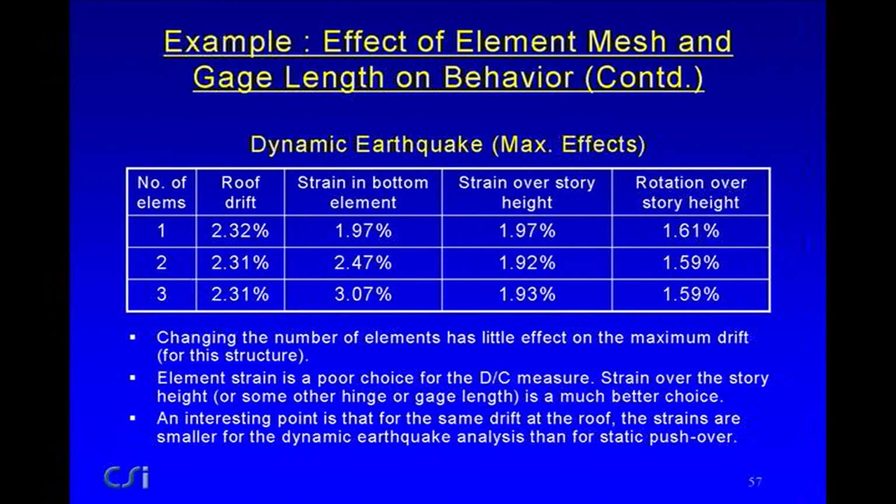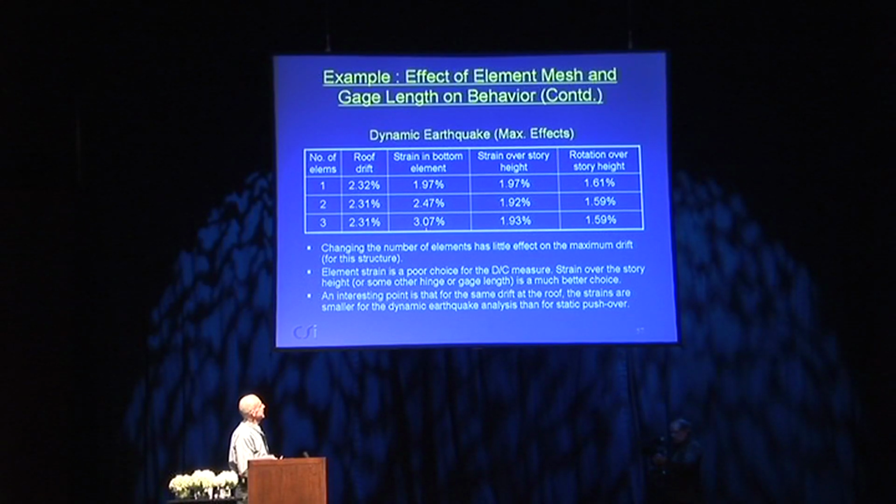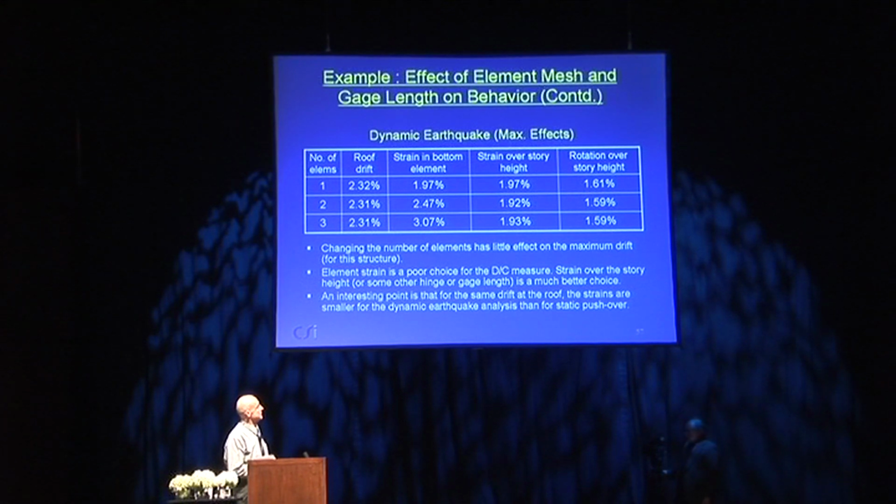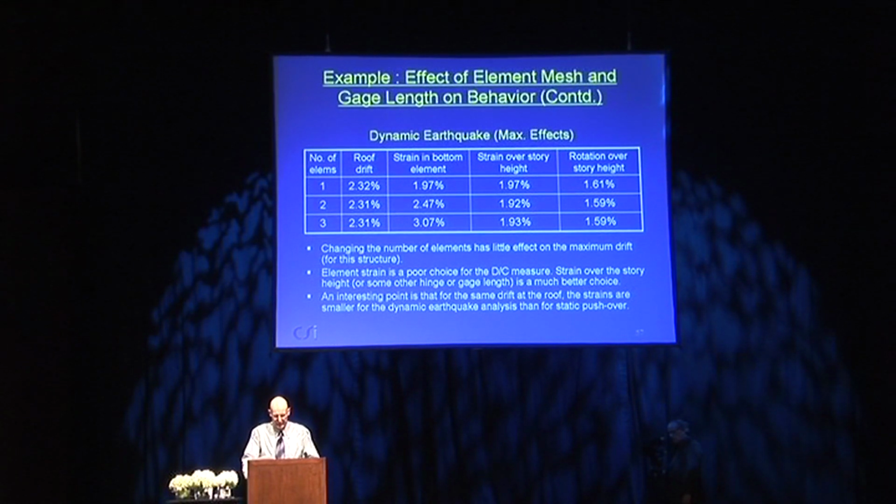This is a dynamic case, and this case actually worked remarkably well, but these are, again, 3 different elements, and this is a dynamic earthquake, and the roof drift was pretty much the same in each case. It wasn't very sensitive to the finite element mesh. The strain in the bottom element, again, increased substantially as you made the mesh finer, but the strain over the story height did not change that much, and the rotation over the story height did not change that much. And there's an interesting point here that for the same drift, you got rather different strains for dynamic analysis than you did for static pushover analysis.